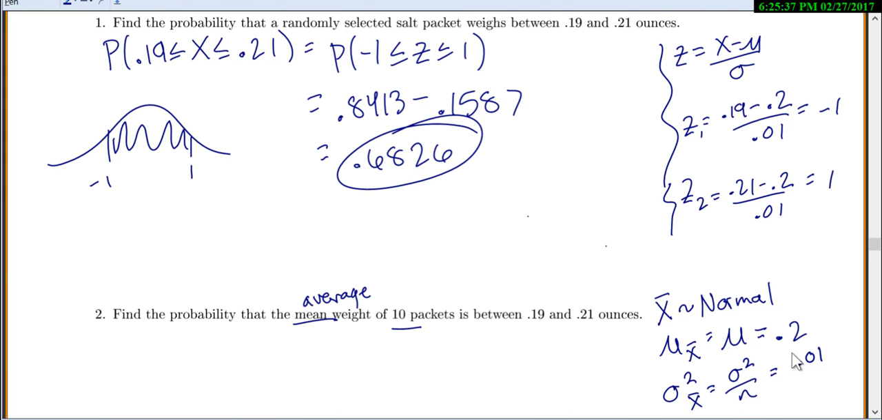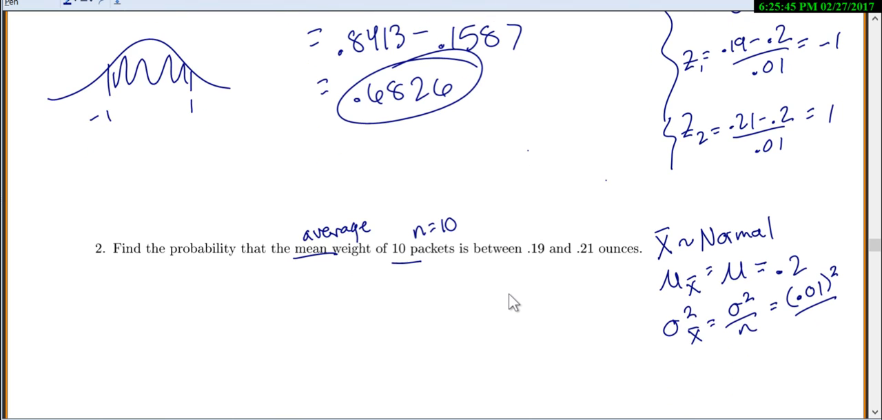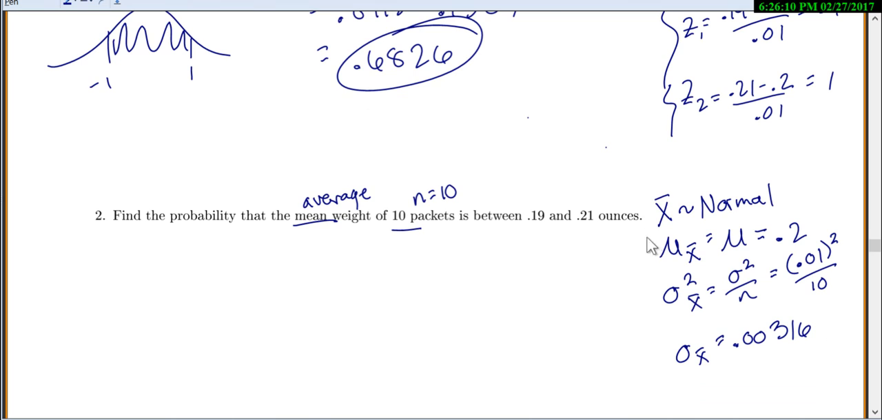Now my standard deviation was 0.01, so technically I'd square that and divide by n. Now n is how many packets you have. So in our case, 10 packets. So 0.01 squared over 10. And if you want to find the standard deviation, how do we do that? Just take the square root. So 0.00316. So before you do anything, you'll want to know, okay, x bar is still normal.